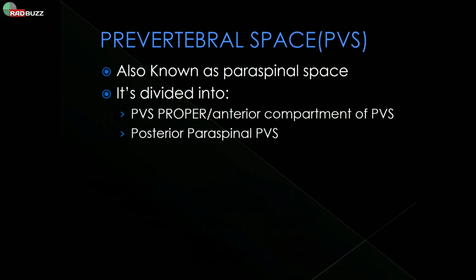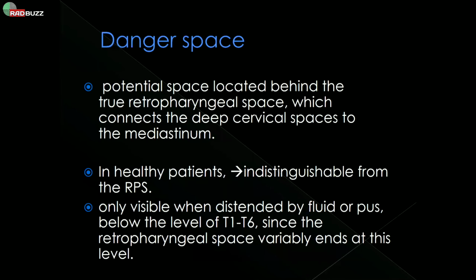Danger space is basically the same space. It's a potential space behind the retropharyngeal space, and it's like a misnomer for that. So danger means something very pathological, very dangerous and difficult to treat. So the retropharyngeal or danger space areas are one and the same, and it's indistinguishable from the retropharyngeal space in healthy patients. So basically it also allows fluid to pass below the level of T1 to T6. So the infection will travel into the chest, and it will be really, really difficult to treat.